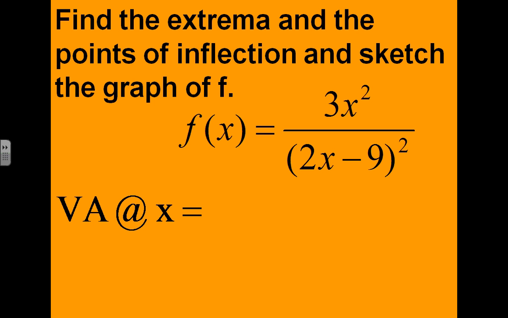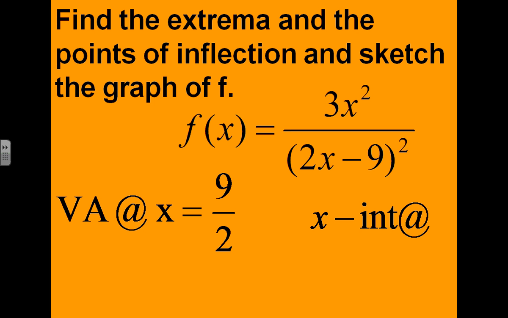Vertical asymptotes. Where's that going to happen? Correct. It makes the denominator equal 0 and the numerator not equal 0. That happens when x equals 9/2. Very good.